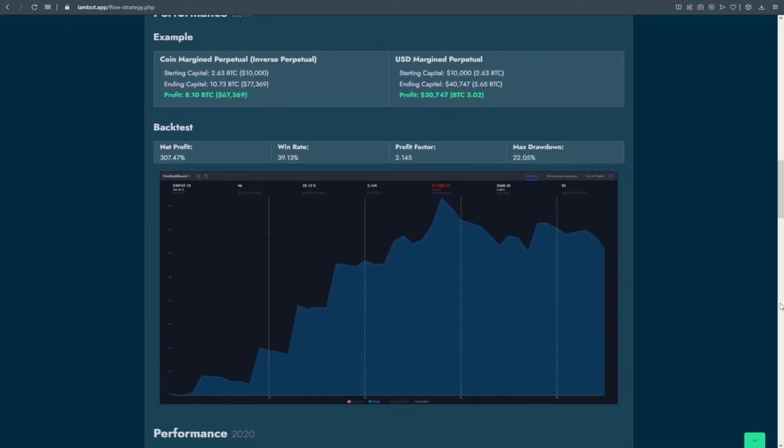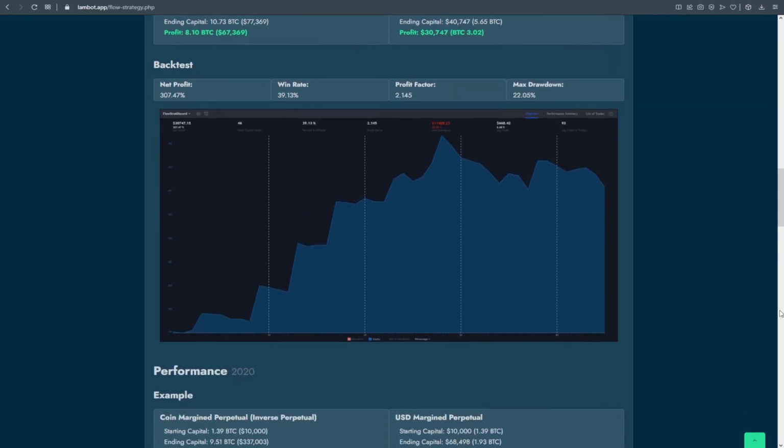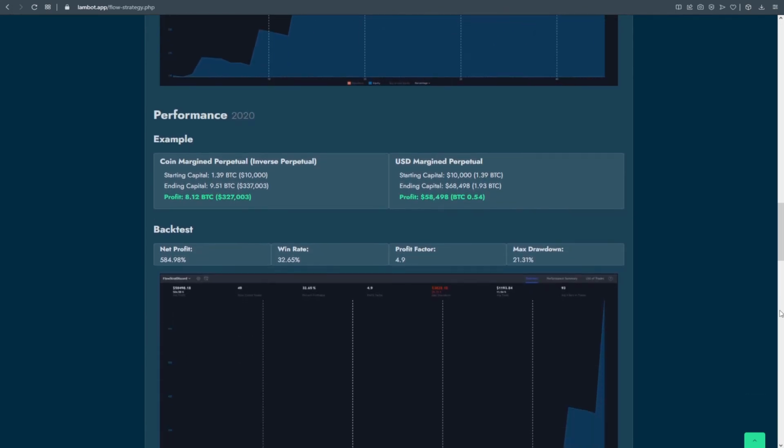You can see with the same starting balance, the coin margin perpetual did 8.1 BTC in profit, and the USDT margin would have done 30,747 USDT in profit. The backtest shows 307.47% net profit and a max drawdown of 22.05%. This year was mainly a bullish trending year where price went from 3K to 14K, hence the steady climb in P&L. Next, let's take a look at the infamous 2020, the year of the COVID crash.